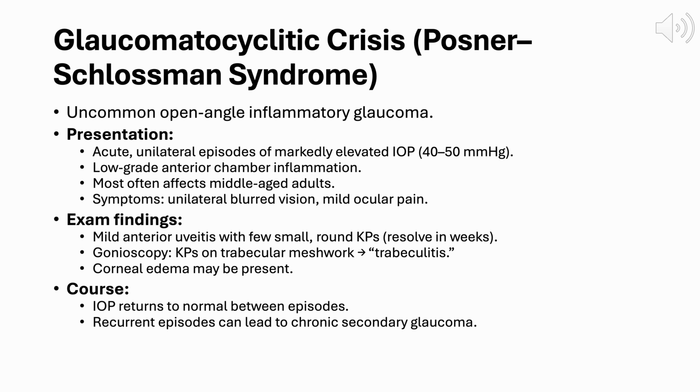Gonioscopy may reveal keratic precipitates on the trabecular meshwork, a finding sometimes described as trabeculitis. Corneal edema may also be present. The course is characterized by intraocular pressure returning to normal between episodes. However, recurrent episodes can lead to chronic secondary glaucoma over time.